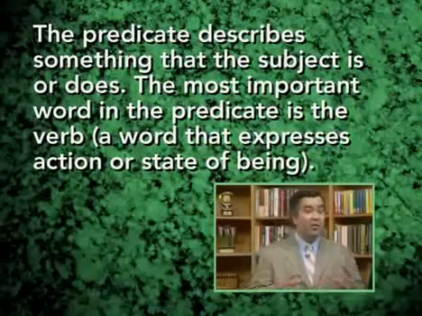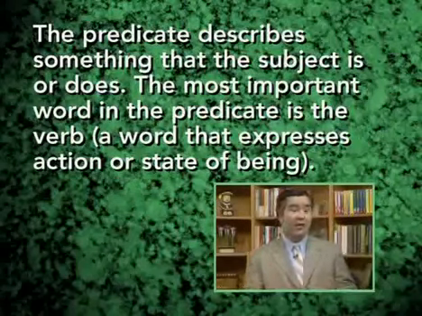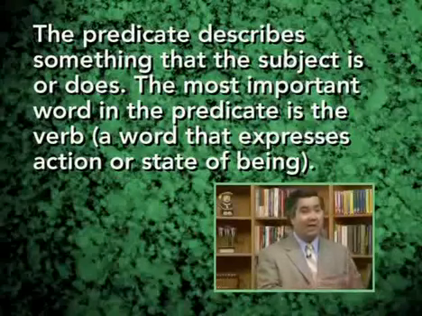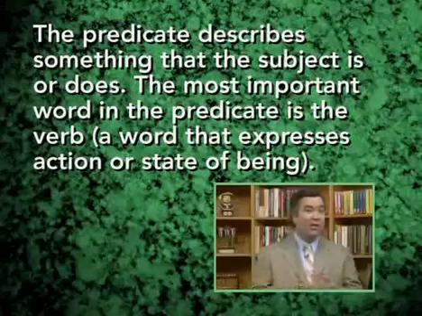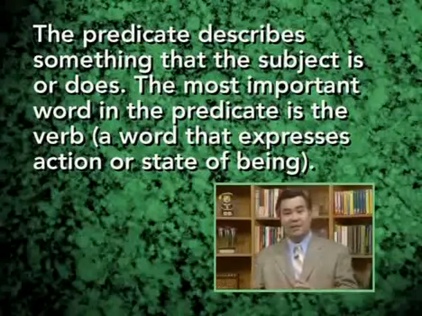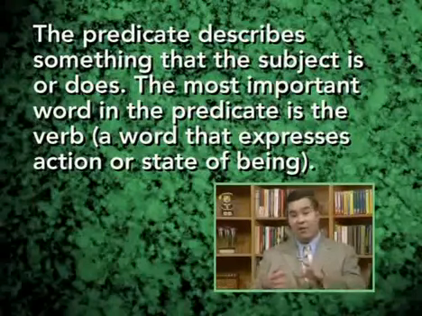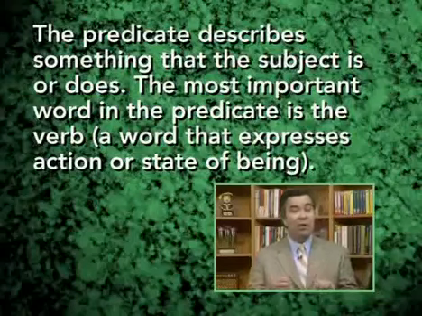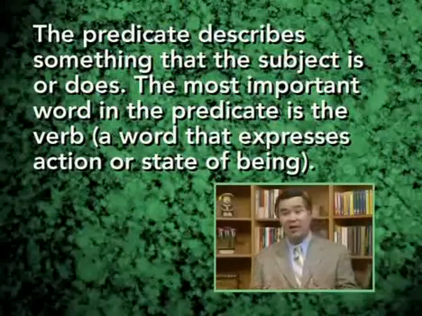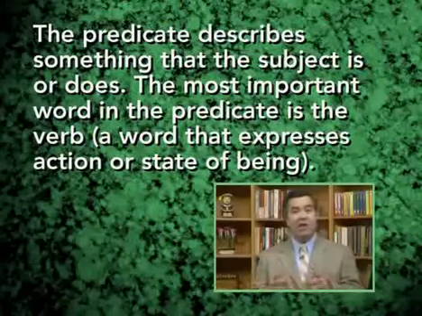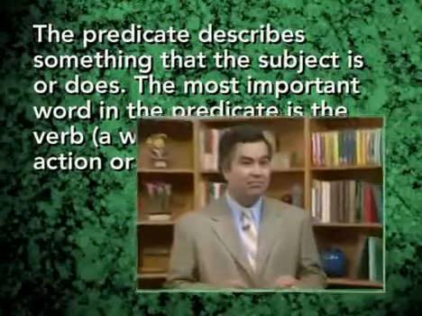So we now have two main parts to the sentence. We have the subject, which names what the sentence is talking about, and the predicate, which tells what the subject is or does. Once again, within the predicate, there is one most important word to focus on, which is called the verb, and all the other words that are in the predicate are there to give more information about what the subject does.